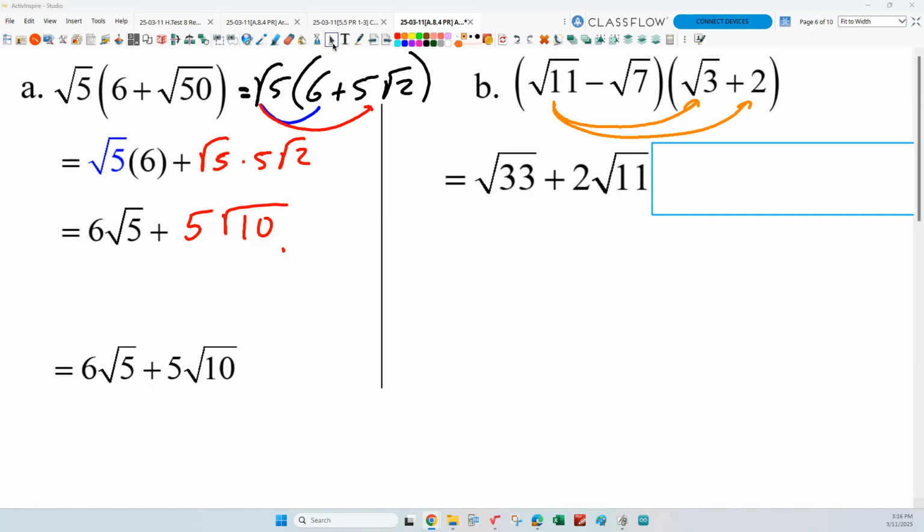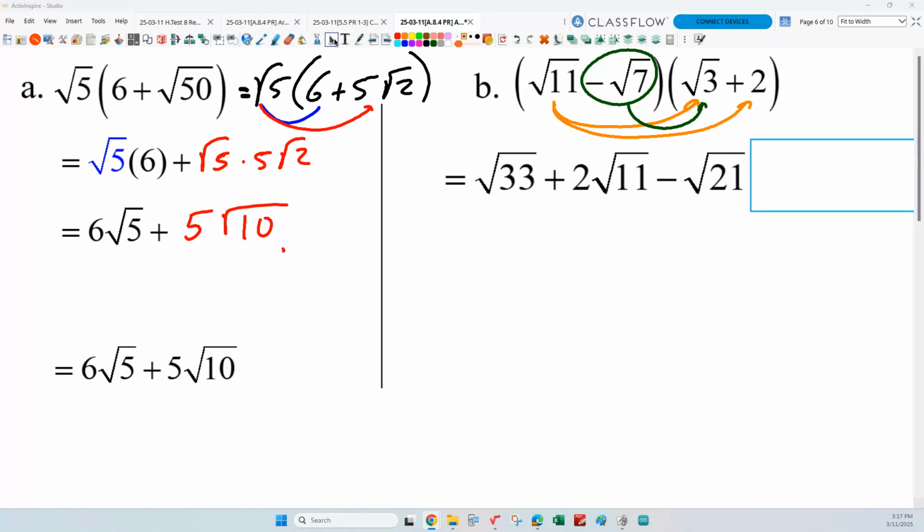Okay? How about if I distribute a negative square root of 7 to a square root of 3? What's my outside number going to be? Negative 1. Good, so I'm subtracting. What's my inside number going to be? Square root of 21. Yeah, because 7 and 3 are inside numbers, so I multiply them inside the radical.